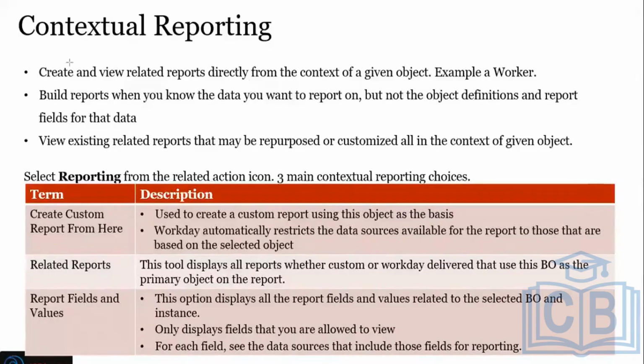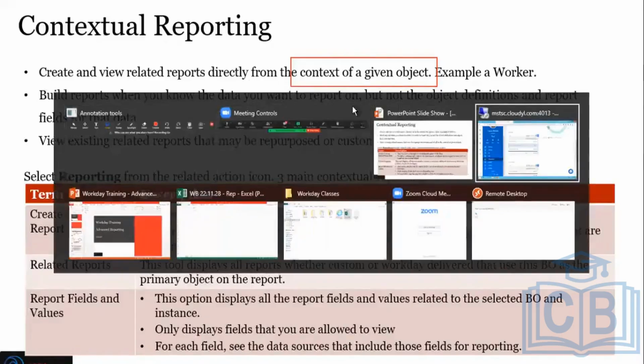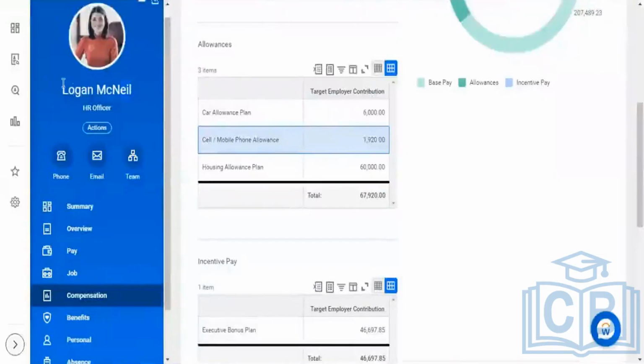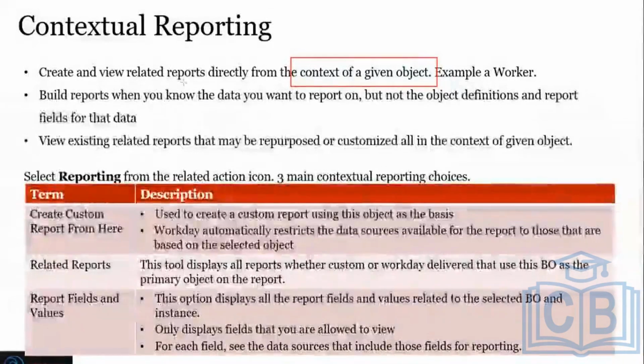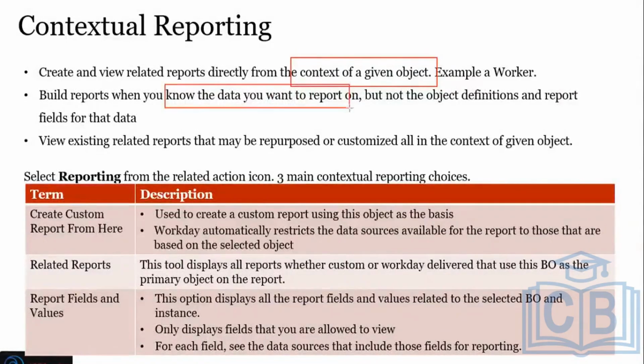It is used to create a report directly from the context of an object. In this case, you want to see or build a report from the context of a worker, or this could be any other business object. When would you use this option? When you know what data you want to pull into your report, but you're not sure how to pull that information because you're not aware in which objects, in which data sources that data is included.